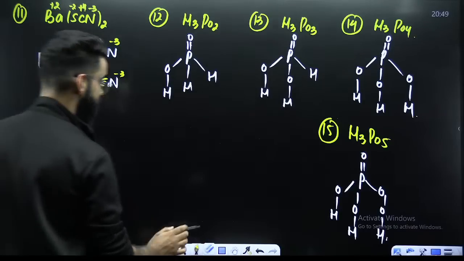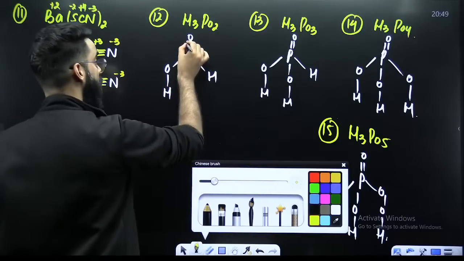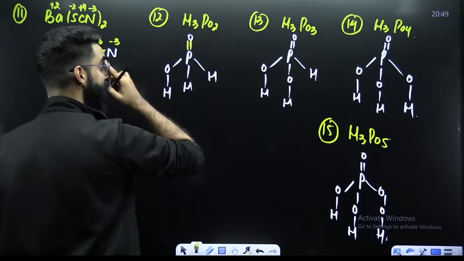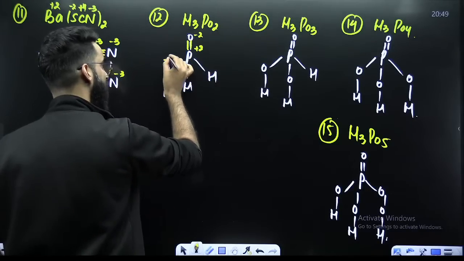Okay. So this one is done. Now similarly, your H3PO2. If you talk about your H3PO2, this is the double bond between phosphorus and oxygen. Which one is more electronegative? Oxygen. So this is minus 2, this is plus 2. Right? Due to this single bond, minus 1, plus 1.